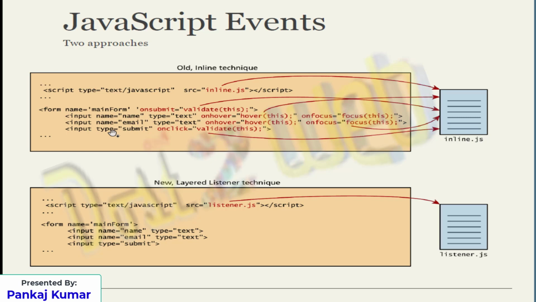Then you are writing some form, right? And in the form, when it is going to submit, again you are going to call the method from inline.js. So with this technique, everything needs to be accessed from the JavaScript every time. You can see every line goes to the JavaScript file, where it is defined.